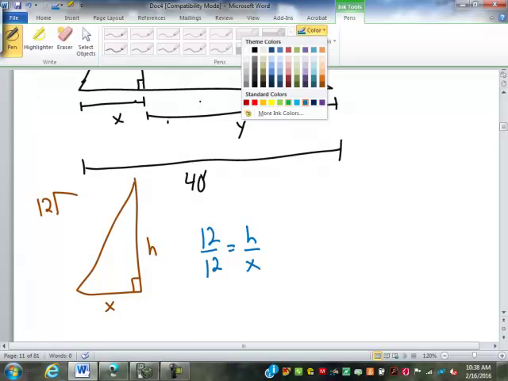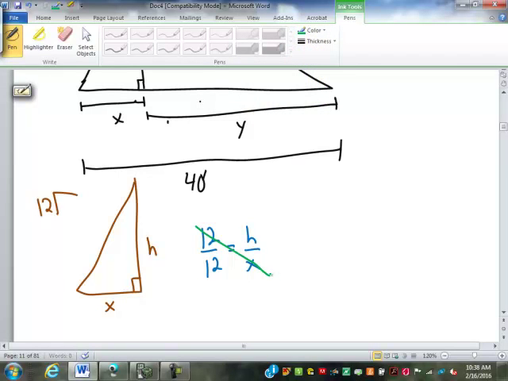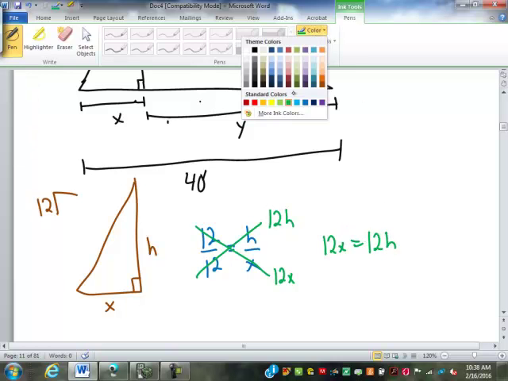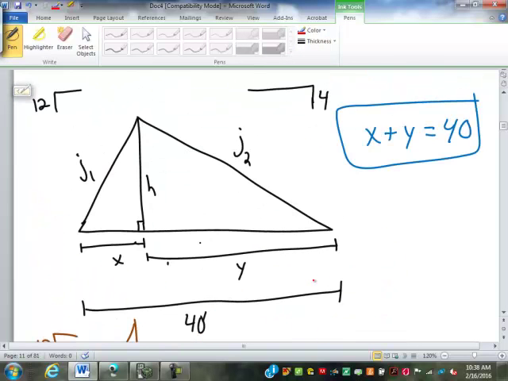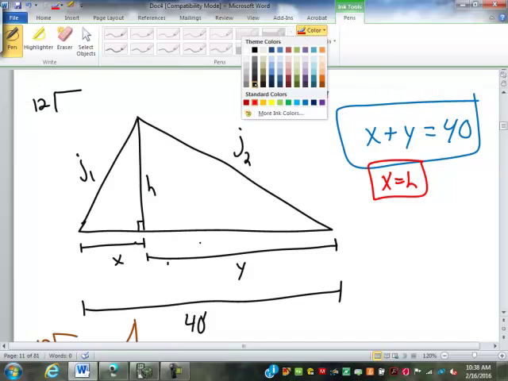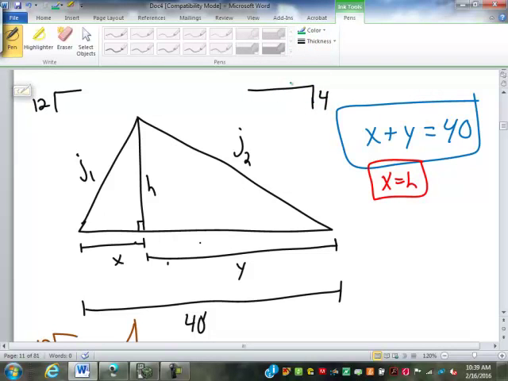Correct? Yes. All right. So we cross multiply here. 12 times X is 12X. 12 times H is 12H. So 12X equals 12H. We divide out the 12s, X equals H. Now, for those of you that paid attention the last few weeks of last semester, this should start to look suspiciously like systems of equations, because it is.